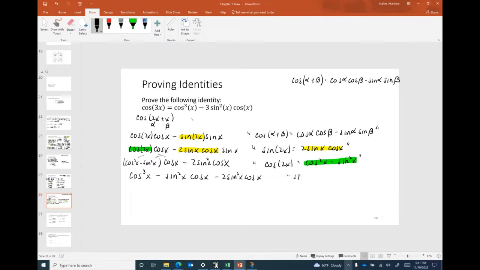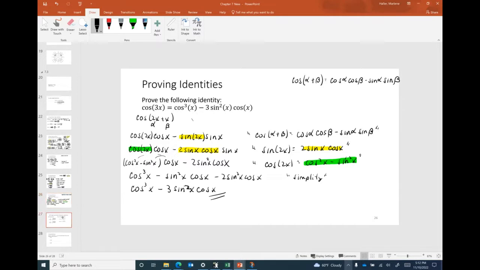Now let's just simplify. I think we're going to have what we want. Look, this is minus 1 sine squared cosine, minus 2 sine squared cosine. When I combine those, I have cosine cubed x minus 3 sine squared x cosine x. All right, and now I've proved it.